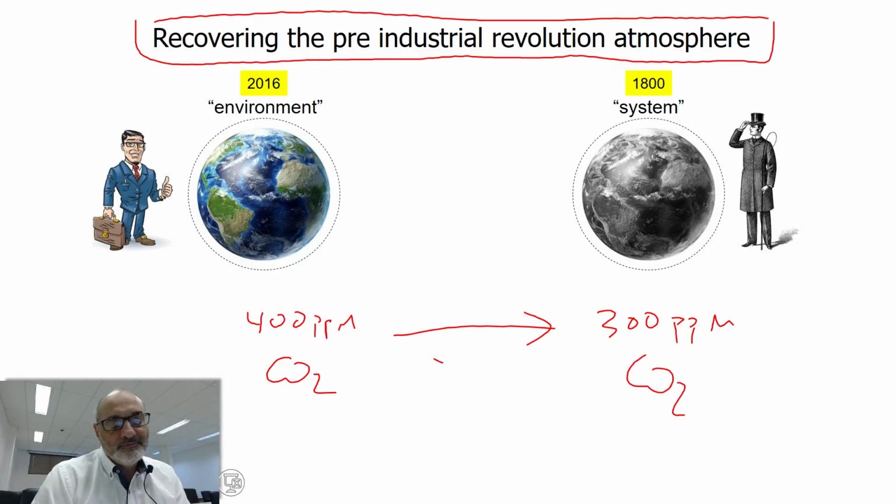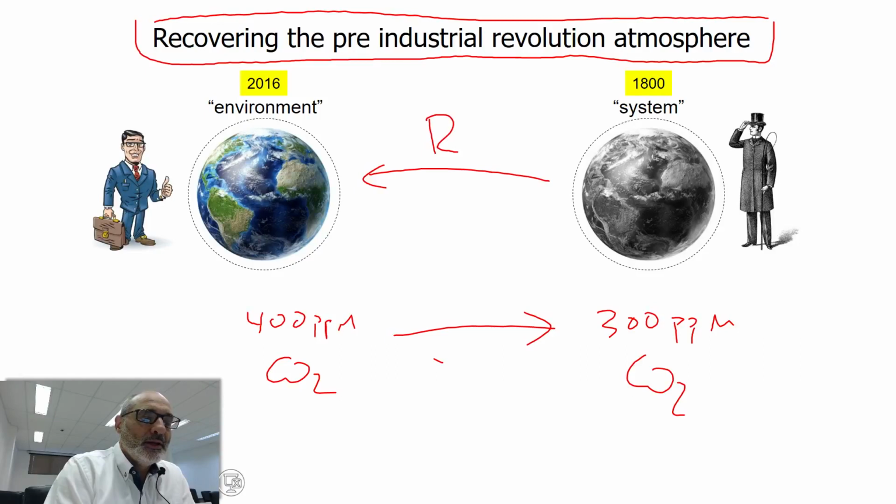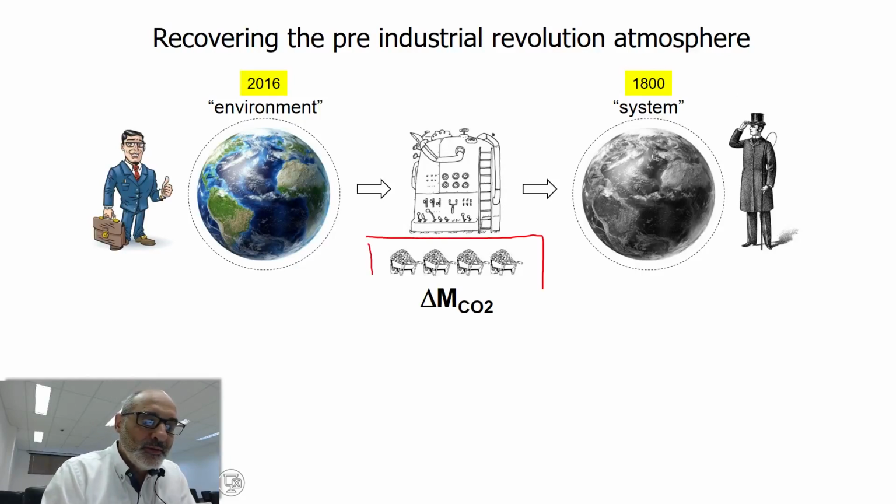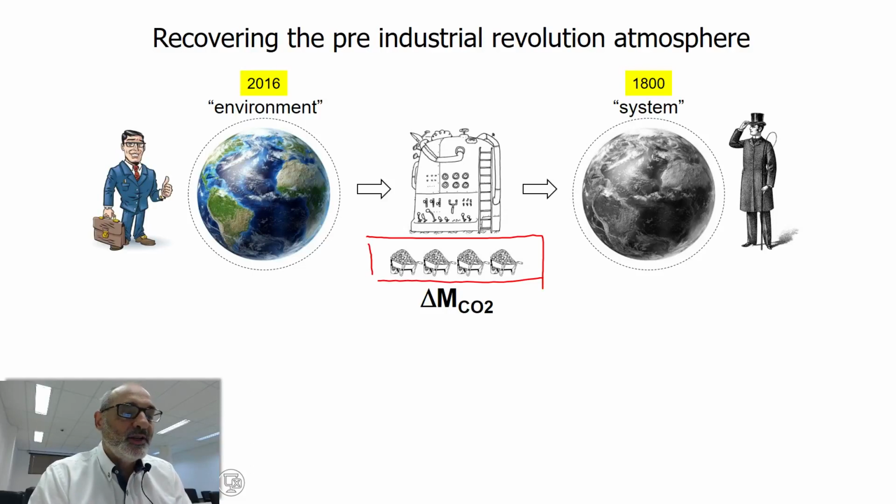Okay, I want to go back from 400 to 300, and we know this increase from 300 to 400 was due to the Industrial Revolution. So in order to do this, what I needed was to devise a machine that removes CO2 from the atmosphere somehow and stores this mass of CO2 somewhere other than the atmosphere.